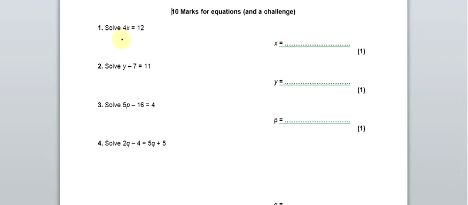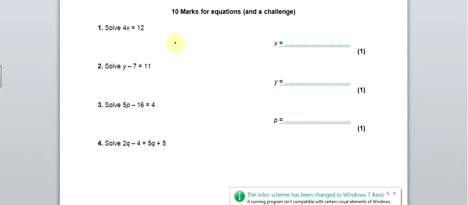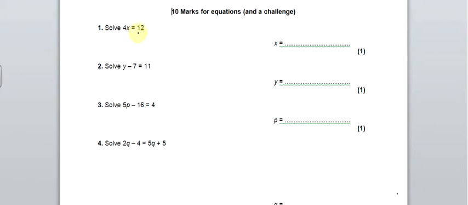Method. If you know a more efficient method, that's fine, use that, but I'm going to use the flowchart method to demonstrate how to solve these. So first of all, we've got 4x equals 12. Well, we start with the x, and the 4 bit means that the x is being times by 4.